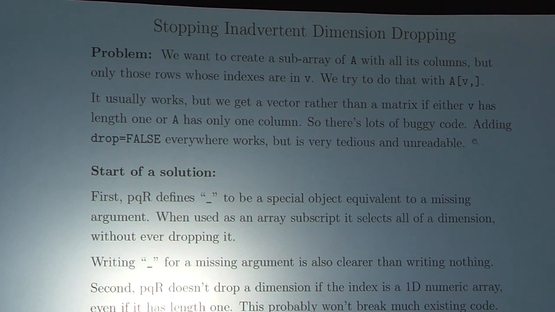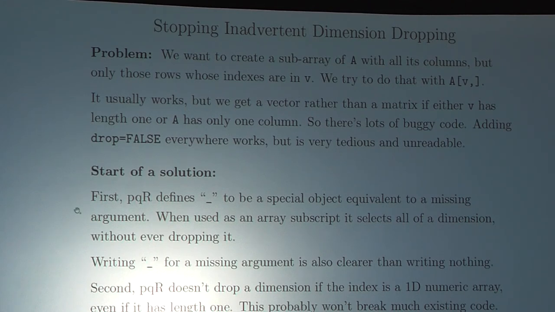Because of that, there's lots of buggy code. People write this and it seems to work. And then one day there happens to be only one observation in the data set, and then it doesn't work in that case, right? Now if you add drop equals false, then it will work. But this means that rather than writing this, you have to write it with a comma and drop equals false, and you do that all over your program, and it now looks pretty bad, and maybe you don't bother. You either get tedious and unreadable code, or you get buggy code. So we'd like to solve that.